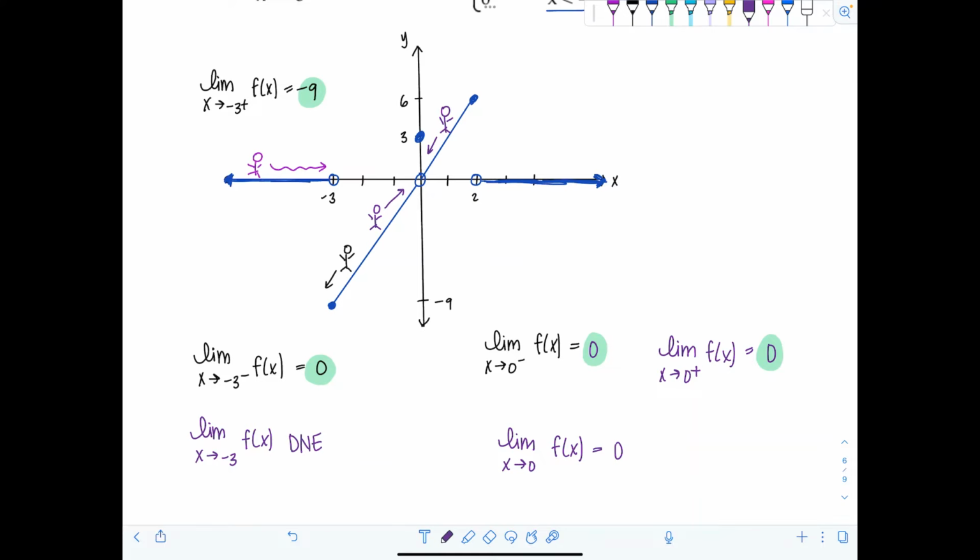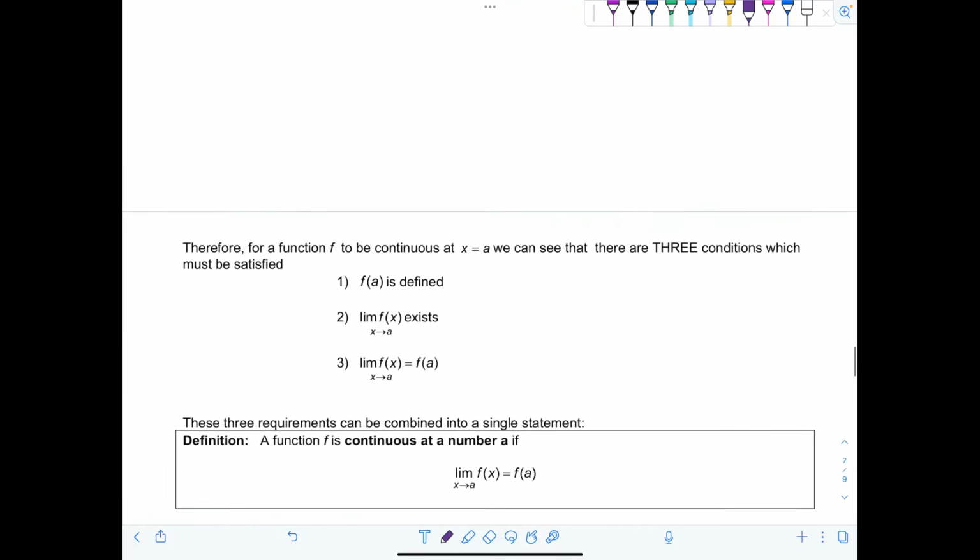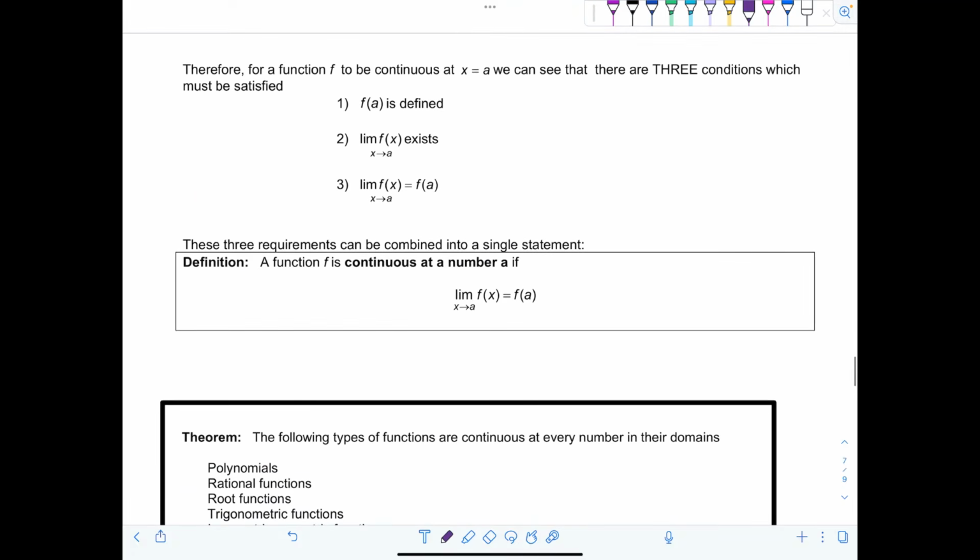Limits are all about what you're tending towards, what you're approaching, not necessarily what's happening exactly at that value. That's why it's a limit, right? So we don't care that f of 0 is equal to 3. The limit, as you're walking on the graph, is approaching 0. That's what our answer is. All right. And then this nicely bridges into the next topic that I wanted to talk about, which is continuity.